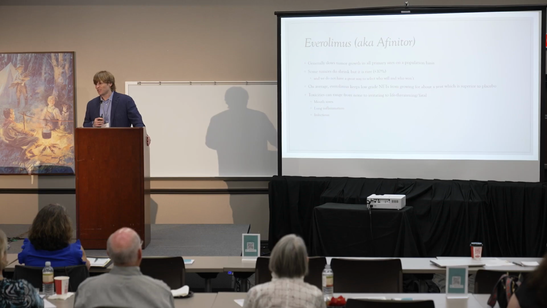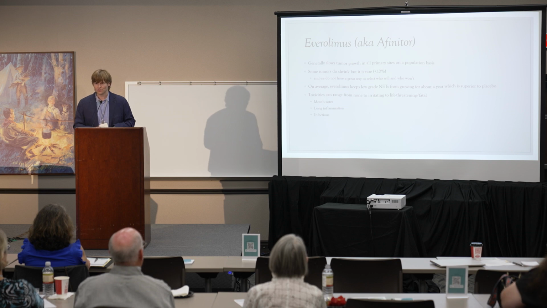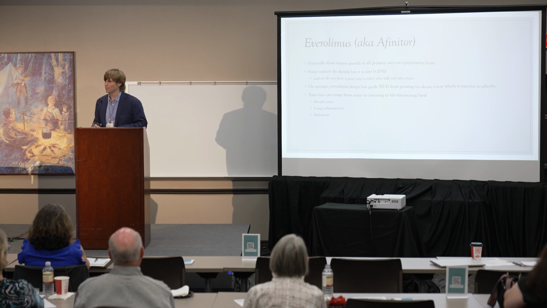Everolimus or Afinitor, so this is something that inhibits a little molecule in tumors called mTOR, and it's basically kind of turning off some of the growth patterns that neuroendocrine tumors use to grow. It generally slows the growth in all primary sites, so the studies have been done with neuroendocrine tumors from the lung, the pancreas, and the GI tract that show that it slows the growth of tumor over time. On average, it keeps tumors from growing for about a year versus a placebo keeping tumors from growing for about 4 months.